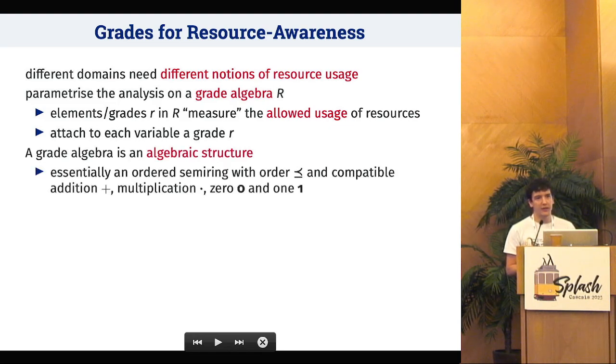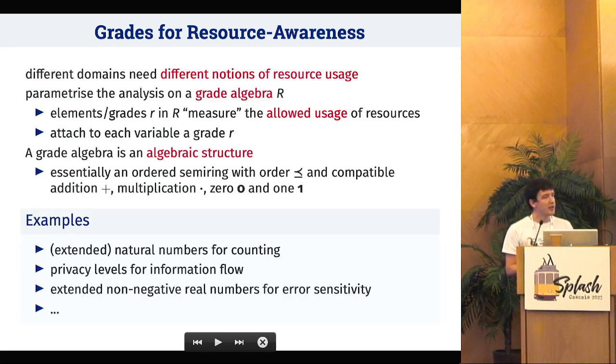As I said, this is a grade algebra, so it carries an algebraic structure, which may differ depending on the kind of analysis you want to do, but basically this is some form of ordered semiring. So we have an order relation and addition and multiplication with their neutral elements, plus some additional axioms, which may vary. As relevant examples, we may consider the grade algebra of natural numbers for counting the usage of resources, or the grade algebra for privacy levels, which is basically a distributive lattice to control information flow, or even the grade algebra of non-negative real numbers to measure error sensitivity. And there are many others, of course.